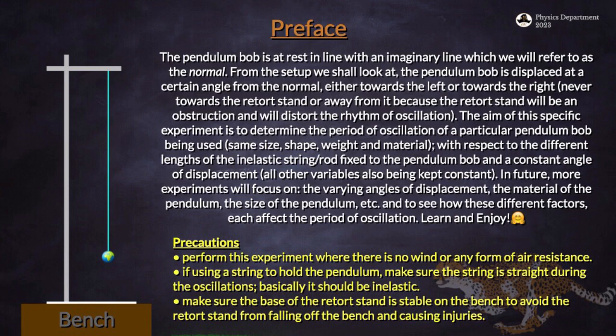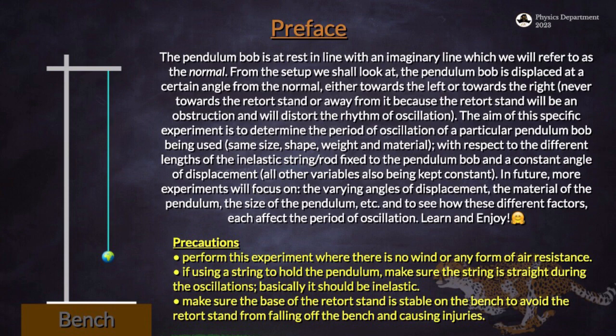We can have different lengths, and in our case we can have varying angles of displacement. Like I said, we need to use 5 degrees and below for simple harmonic motion. But if you want to do more, you can also do it. And also maybe different materials of the pendulum, like I highlighted, different sizes of the pendulum. You can also look at that, and many more.